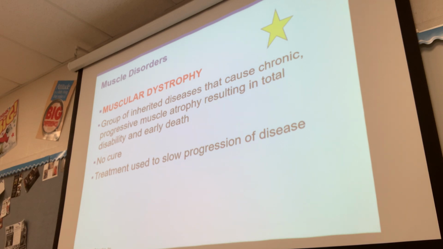All right, this is also in Google Classroom for you. This is a common one that a lot of people have heard about, muscular dystrophy. Muscular dystrophy is a group of inherited diseases that cause chronic progressive muscle atrophy, resulting in total disability and early death. So this is a genetic condition that is inherited.